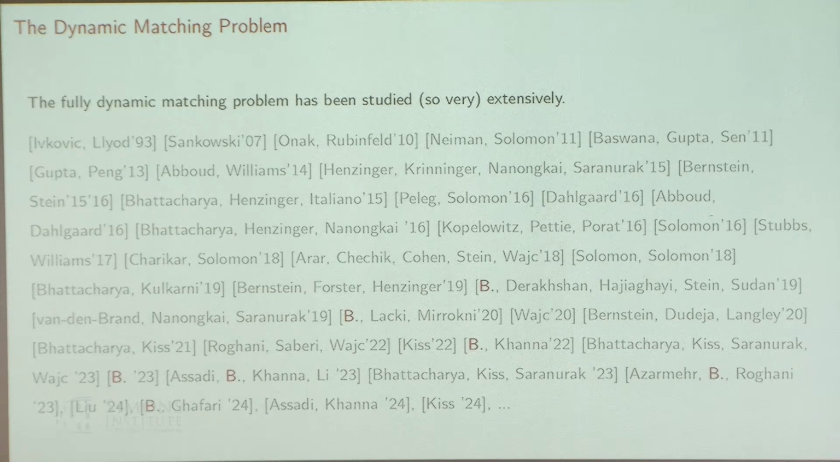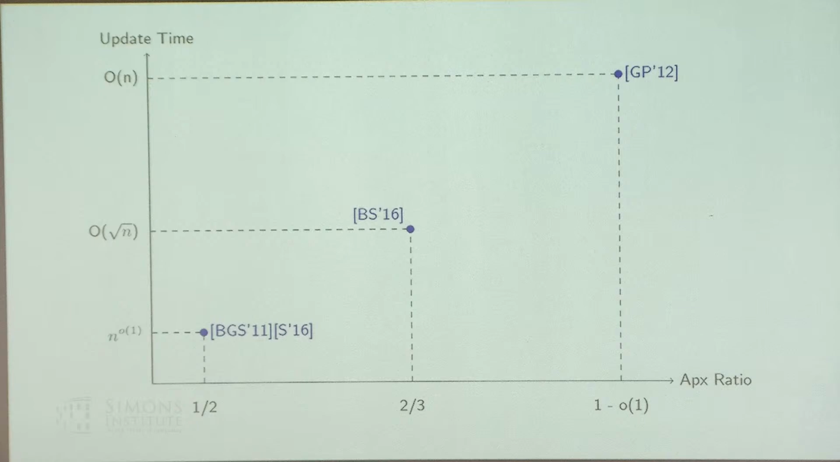It's very likely that I'm missing a lot of references here, so I want to skip this slide as fast as possible. But basically, if I want to summarize what we know in one slide, up until 4 years ago, this was the state of affairs. For half approximations, we had really fast algorithms. This is actually really constant time even, but just to simplify this plot, I've written n to the little 1.